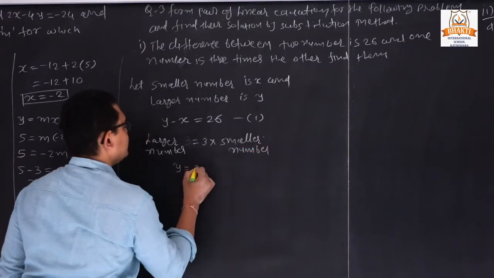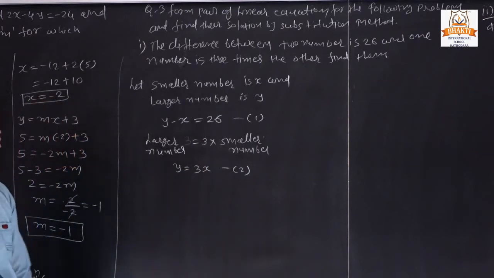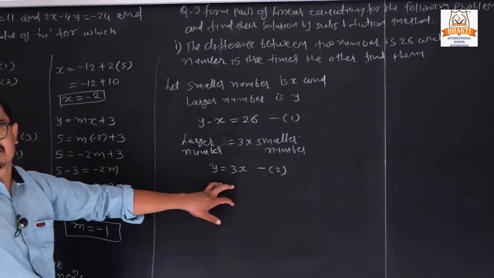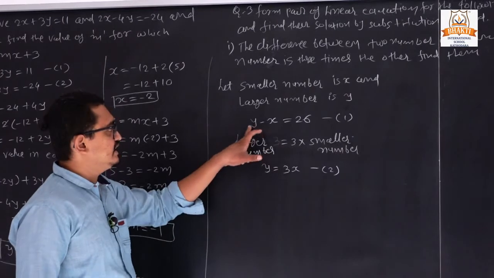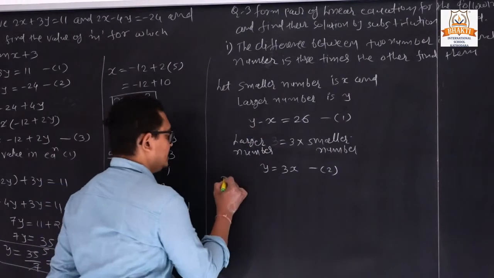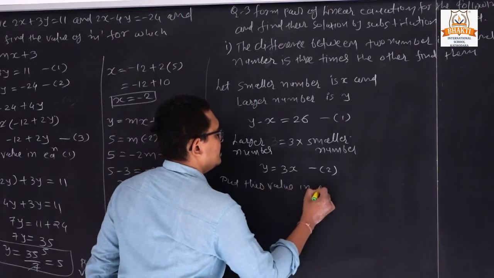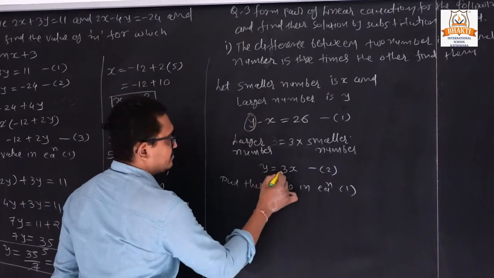So y is equal to 3x. We can declare it is result number 2. Now here we have a direct equation. So we will put y replaced with 3x, and put this value in equation number 1. So y is replaced with 3x.